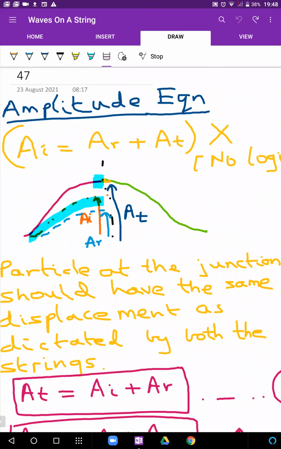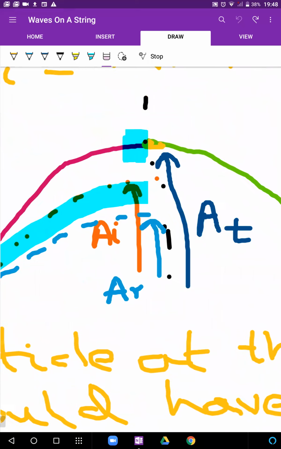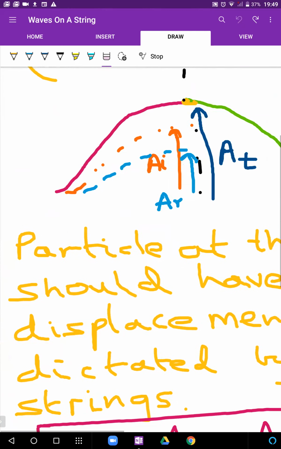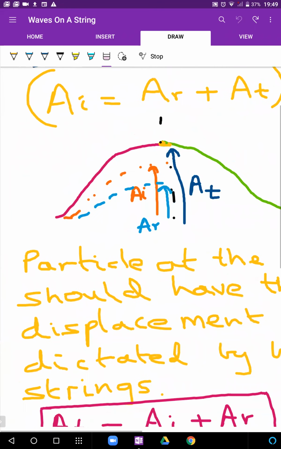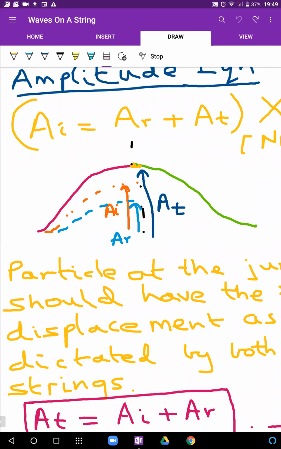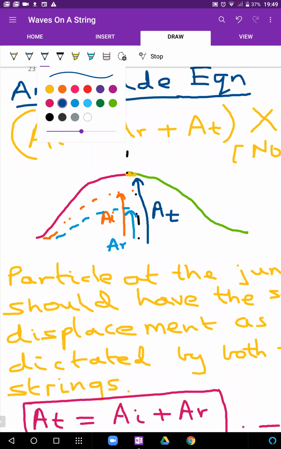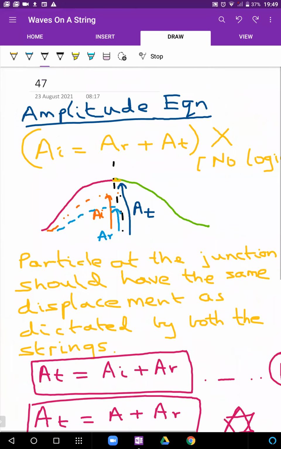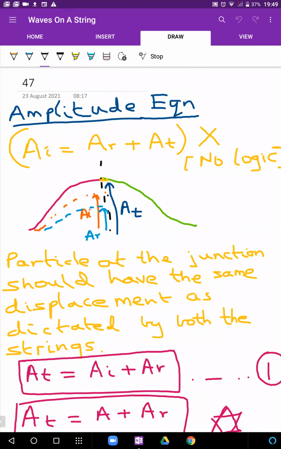again my undo button is not working, so I'll have to zoom in and erase. But the dotted lines I drew: the orange line is depictive of the incident wave, and the light blue line is depictive of the reflected wave. Their combined amplitude is AI plus AR on the left hand side, and on the right hand side the combined amplitude is 80. That means on the right hand side there is only one wave, so its amplitude is 80. So 80 on the right hand side is AI plus AR. This makes sense, the particle having to be at the same displacement.